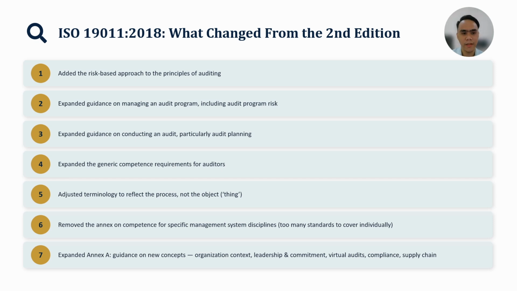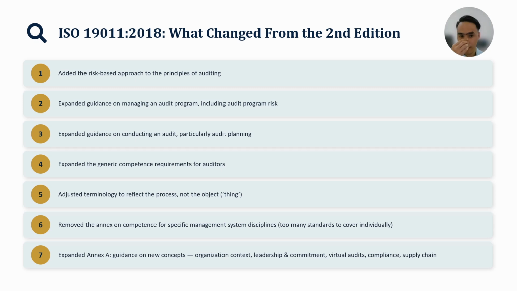And seven is the expansion of Annex A to provide guidance on auditing newer concepts, including organization context, leadership and commitment, virtual audits, compliance, and supply chain. This provides guidance for all sizes and types of organizations and audits of varying scopes and scales, from large audit teams typically found at larger organizations down to single auditors at either large or small organizations. This guidance should be adapted as appropriate to the scope, complexity and scale of the specific audit program.